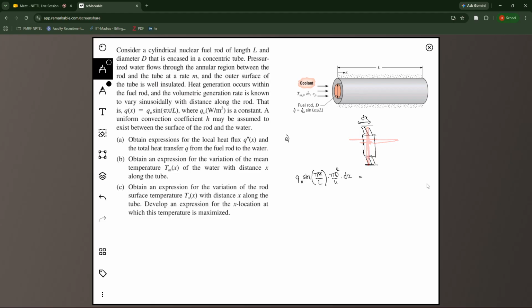So that will be h times, or the local heat flux on the surface of the fuel rod is Q double prime, which is what we are asked to find. The heat flux times the total surface area from which the heat loss is happening. That surface area will be this and this surface area. So the total surface area will be pi d times, pi d is the perimeter, times dx, right? So from this we can estimate Q double prime, which is the local heat flux.